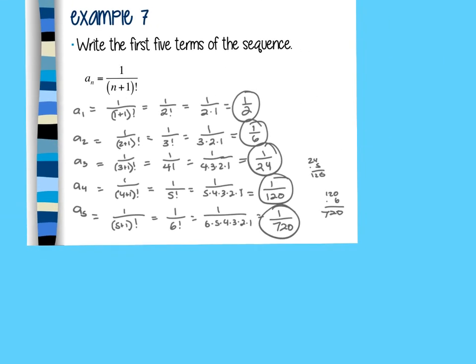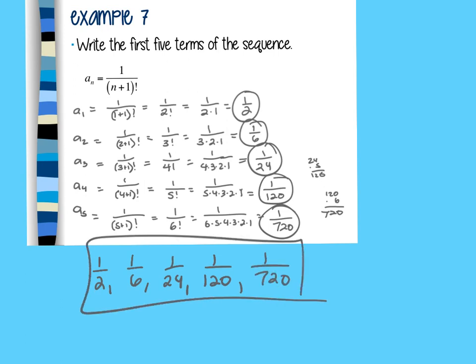So the first 5 terms of the sequence would be 1 half, 1 sixth, 1 24th, 1 120th, and 1 720th. Again, I want it in that order, not in order from smallest to largest. You want it in the order you got it.